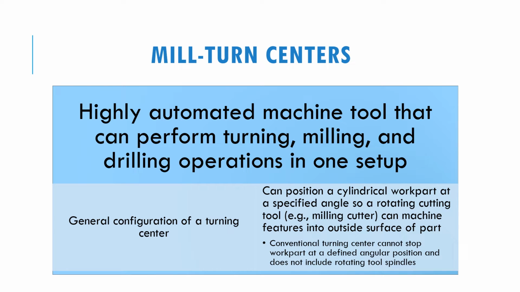Apart from the turning center and milling center, there is also what we call the mill-turn center. What is a mill-turn center? A mill-turn center is a very highly automated machine tool that can perform turning, milling, and drilling operations in one setup. In the general configuration of a turning center, it can position a cylindrical part at a specified angle, so a rotating cutting tool, for example a milling cutter, can machine features into the outside surface of the part. The conventional turning center cannot stop the work part at a defined angular position and does not include a rotating tool spindle.